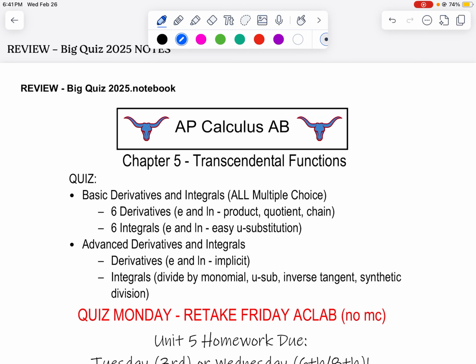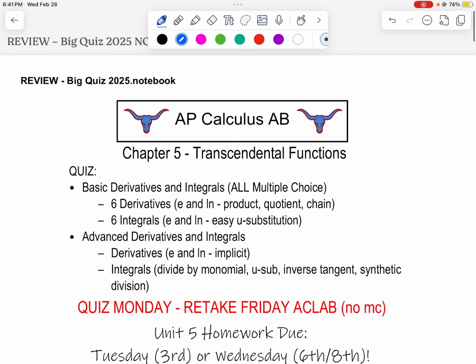Alright, calculus. Let's get ready for our quiz. So you can see the breakdown of our quiz will be a section of basic derivatives and integrals. Those are all multiple choice. 6 derivatives: e and natural log, product rule, quotient rule, chain rule. 6 integrals: e and natural log with some easy U substitutions.